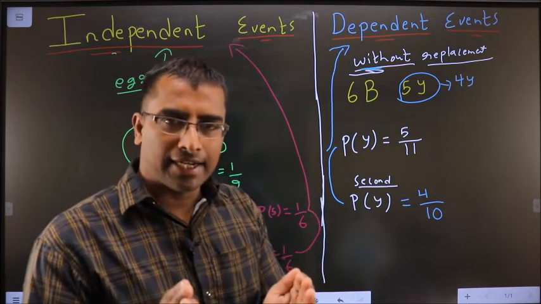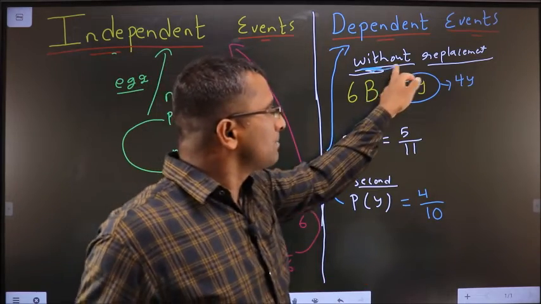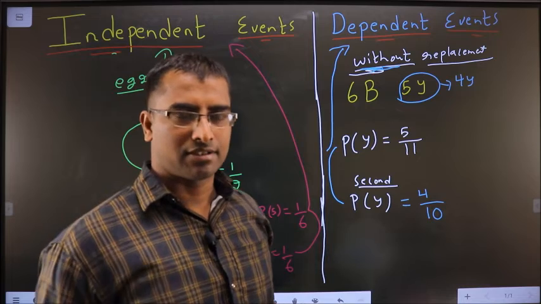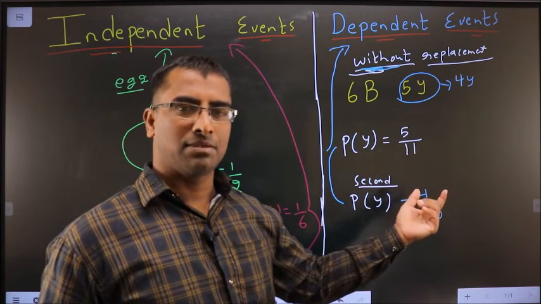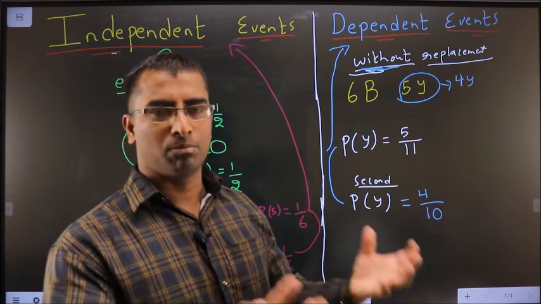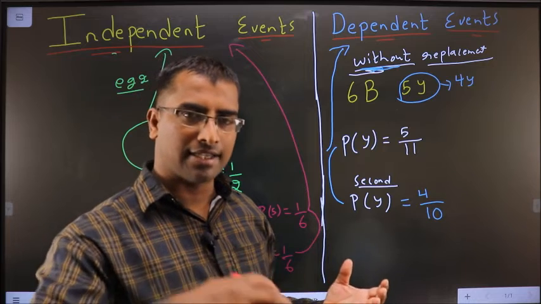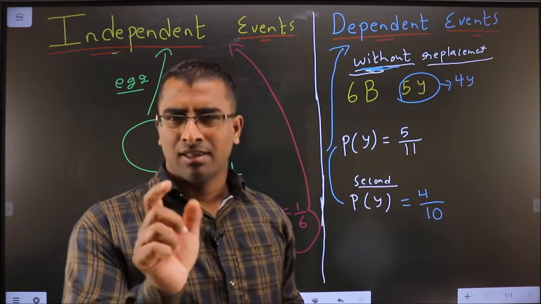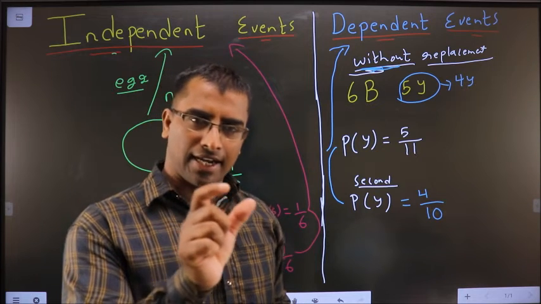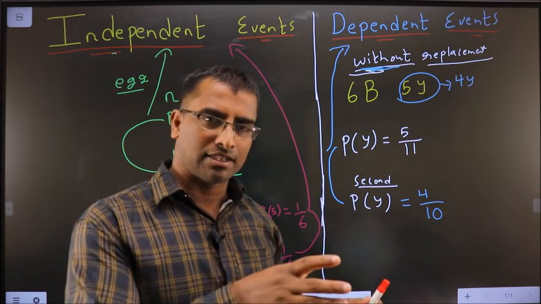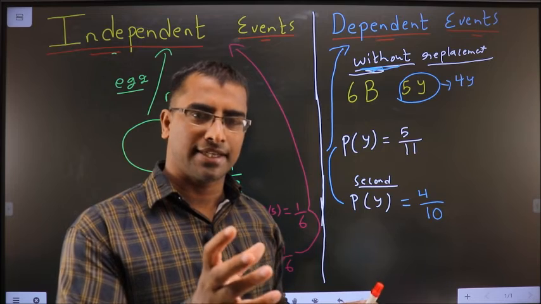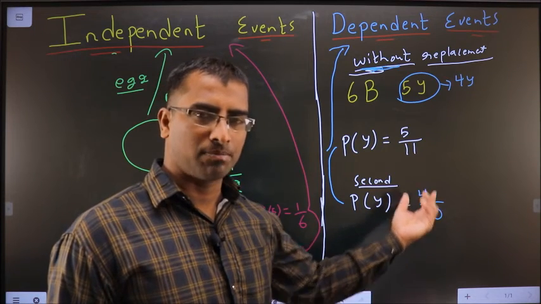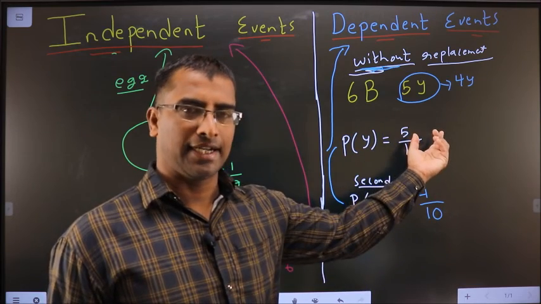For any case of without replacement that you come across, it comes under dependent events. Without replacement or selecting 2 boys from a class at the same time is also dependent. By reading the question and understanding the situation, you will realize whether the probability is getting changed or not. Clear with these 2 examples? Probability changes, dependent events.